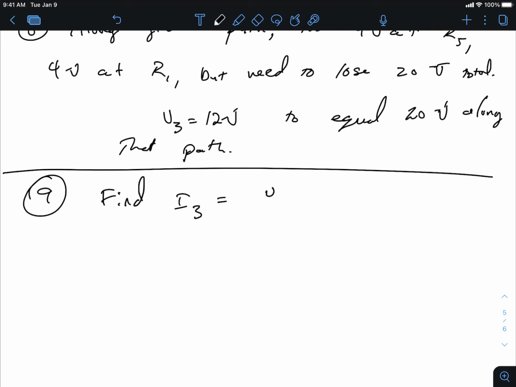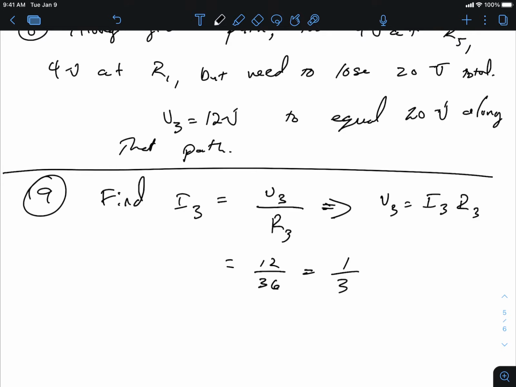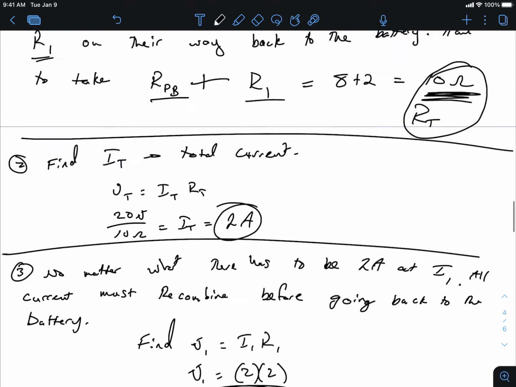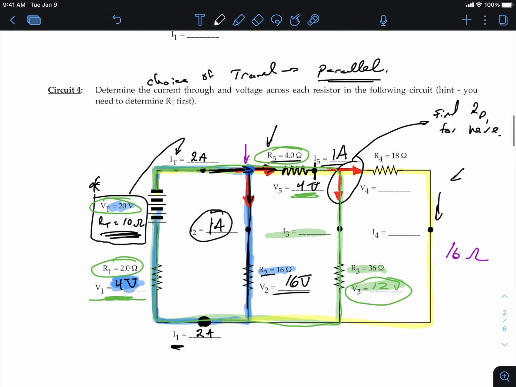I3 is going to be V3 divided by R3, right? How did I get that? That's just V3 equals I3 R3, and I just rearranged, just in case anybody's freaking out. Okay? So after I plug in the numbers, V3 was 12 and R3 was 36. And so we get 1/3 of an amp going this direction.